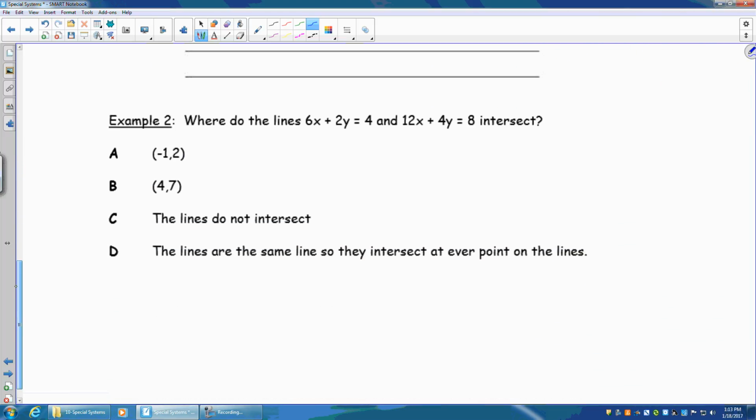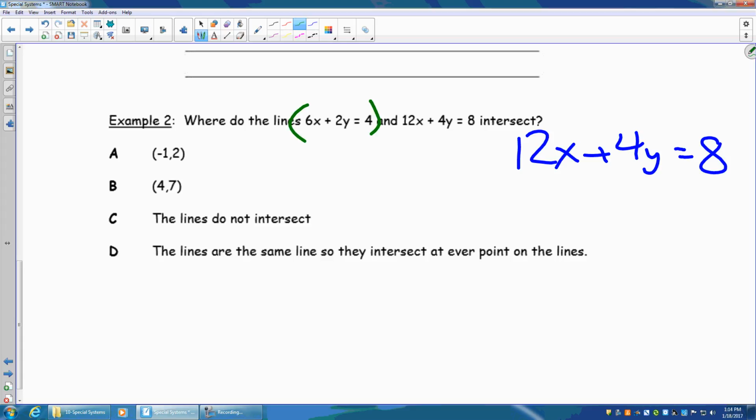So let's take a look at example 2, the same exact type of thing. Let's see what this one is going to be. It might be a little bit different. So I'm going to take the one that has a bigger amount of stuff, so 12x plus 4y is equal to 8. And I'm going to take a look at that other one, and I'm going to see is there something I can do to get rid of. Why don't we do the y's this time? So how can I get negative 4y's? What can I multiply that one by?